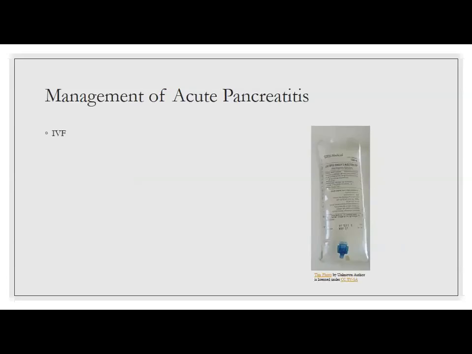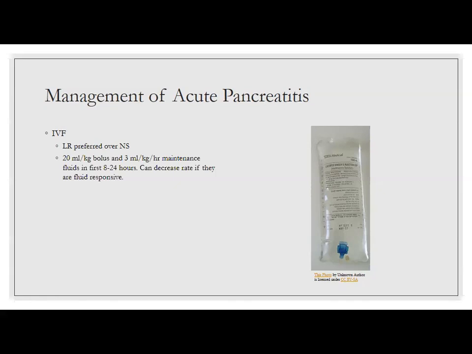So management, you're going to want to be aggressive with IV fluids for these patients. We prefer LR over normal saline. There have been some small studies to suggest that it's better, but that's what we would recommend. As far as the amount of fluids, there's not a right or wrong answer, but the recommendation is a 20 milliliters per kg bolus, and then follow that with 3 milliliters per kg per hour of maintenance fluid in the first 8 to 24 hours.